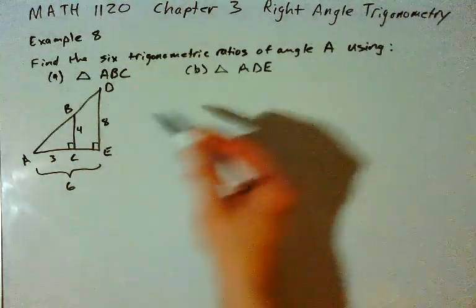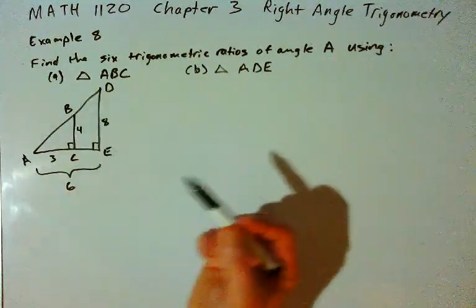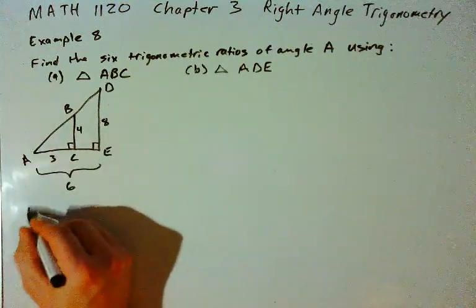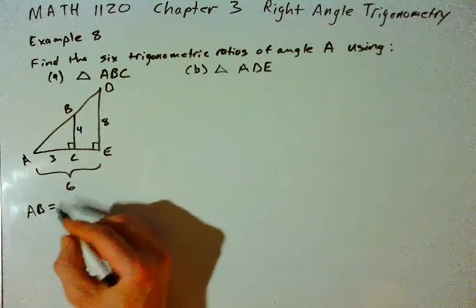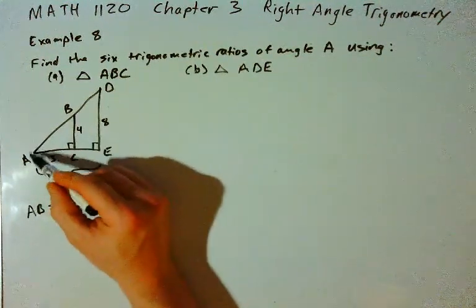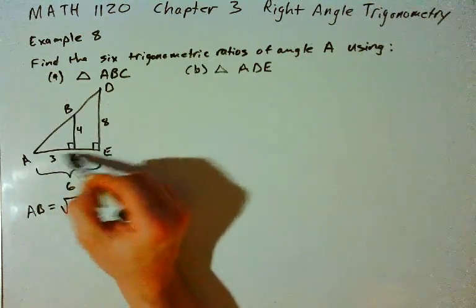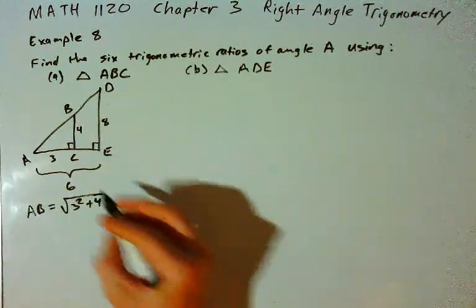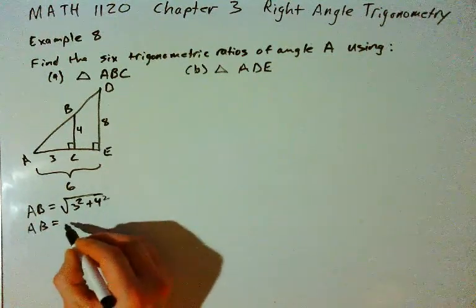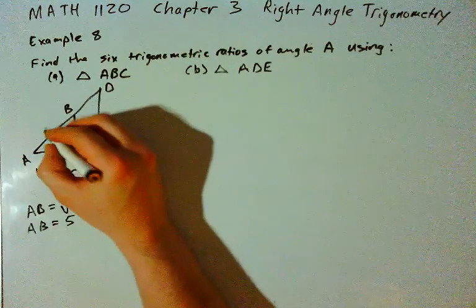Before we can find these 6 trigonometric ratios, we need to find the hypotenuses of each of these triangles first. Line segment AB, the length of the side from A to B, will be the square root of 3 squared plus 4 squared. That's saying that the hypotenuse will be equal to the square root of one of the sides squared plus the other side squared. We did this exact same problem already in the previous example. This is going to be equal to 5, so the length of this side is 5.